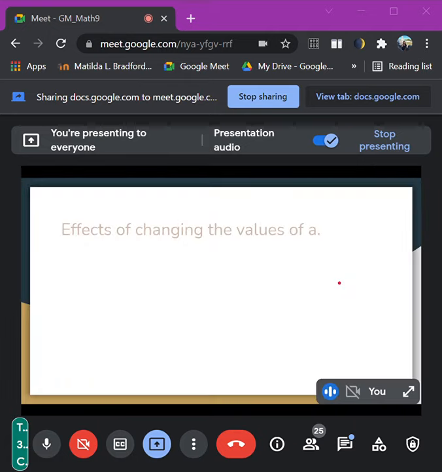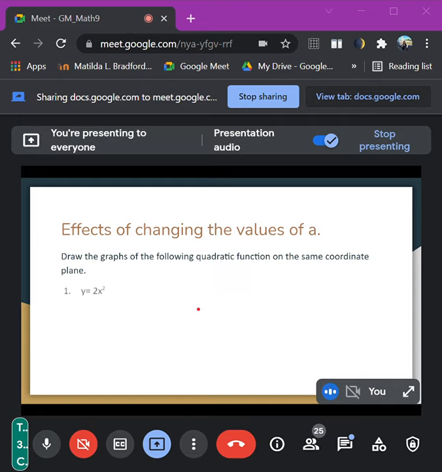So, balik na sa atong slide. Let's start with the effects of changing the values of a. Draw the graphs of the following quadratic functions on the same coordinate plane. We will use these functions: y is equals to 2x squared, y is equals to 3x squared, y is equals to 6x squared, y is equals to 1/2 x squared, y is equals to 1/3 x squared, and y is equals to 1/4 x squared.